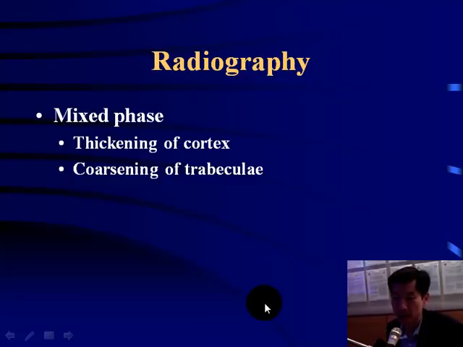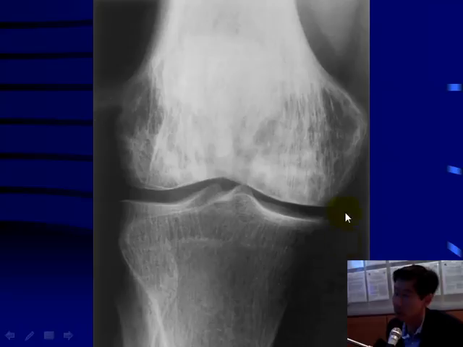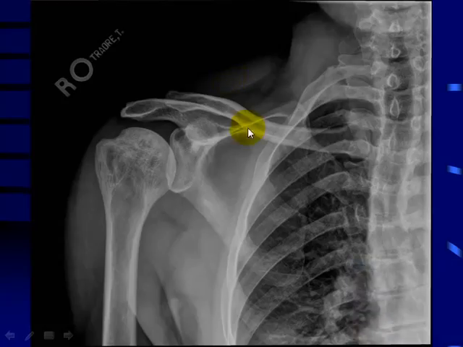In the mixed phase of Paget disease, we now have bony repair occurring where there's thickening of bony cortex and coarsening of the trabeculae as part of the repair process. So here in the knee, at the distal femur frontal radiograph, you can see, compare the trabecular pattern here in the distal femur and the proximal tibia. This is much more fine, and this is much more coarse or thick trabecular pattern. This is characteristic for Paget disease.